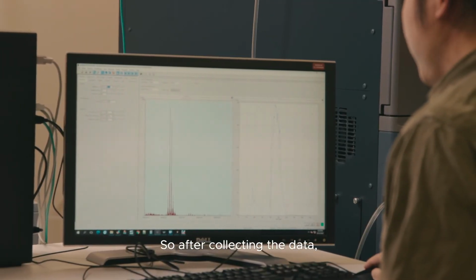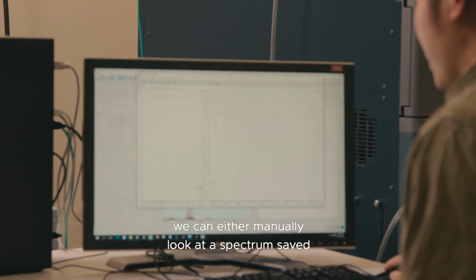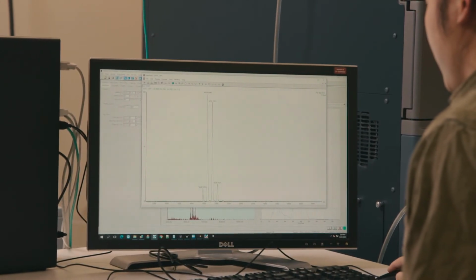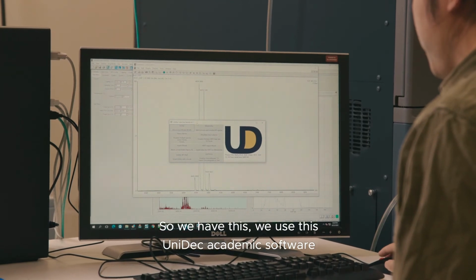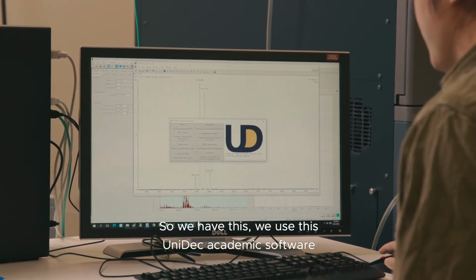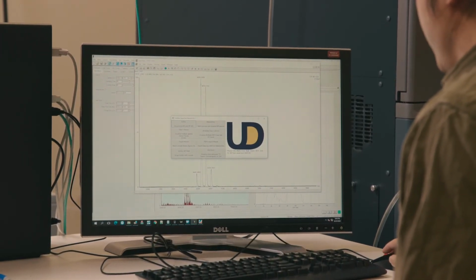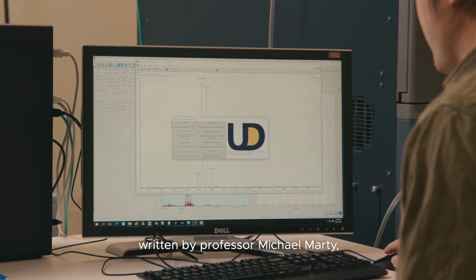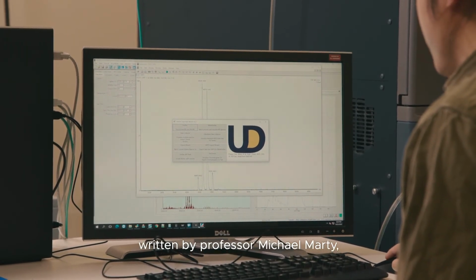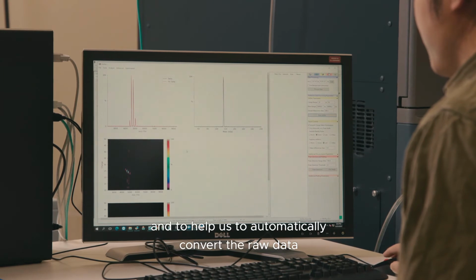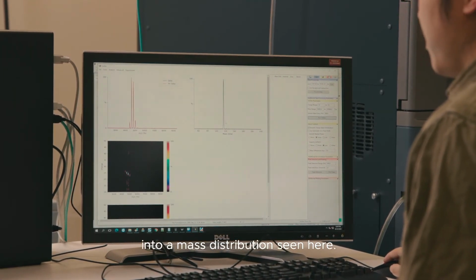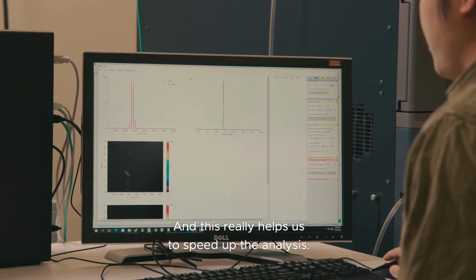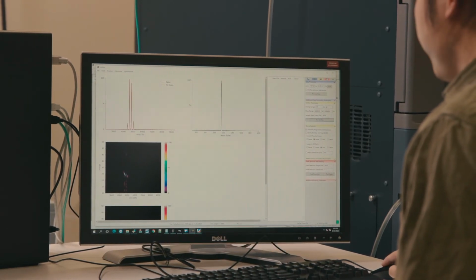After collecting the data, we can either manually look at the saved spectrum, or we can use software tools to help us. We use this UniDec academic software from the University of Arizona, written by Professor Michael Marty, and it helps us to automatically convert the raw data into a mass distribution, as seen here. This really helps us to speed up the analysis.